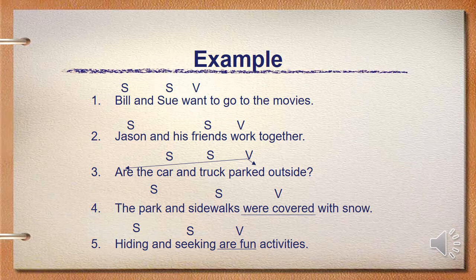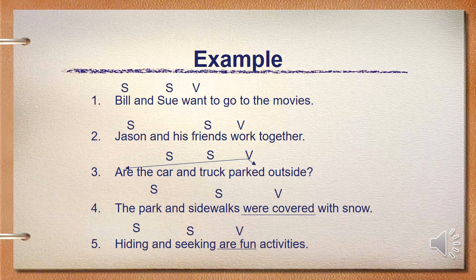These are some more examples of the simple sentence with the formula SSV, or compound subject with one verb. Bill and Sue want to go to the movies. Jason and his friends work together. Are the car and truck parked outside? Even though this one is the question form, it's still a simple sentence with the formula SSV.